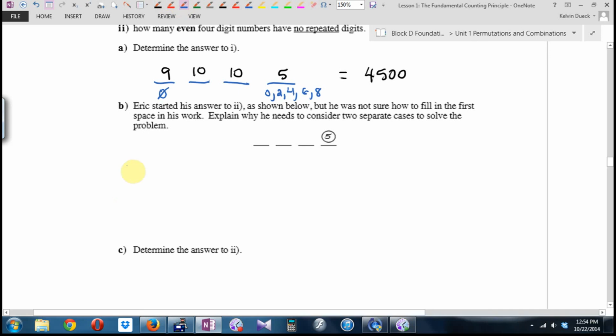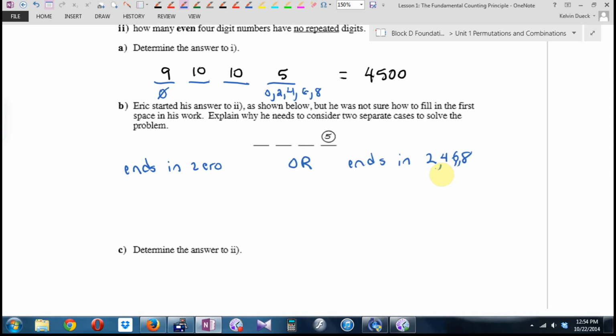I have to do, write this down, ends in 0 or ends in 2, 4, 6, 8. Who do we appreciate? It's going to make a difference because 0 appears in 2 restrictions. I have to look at the separate cases.